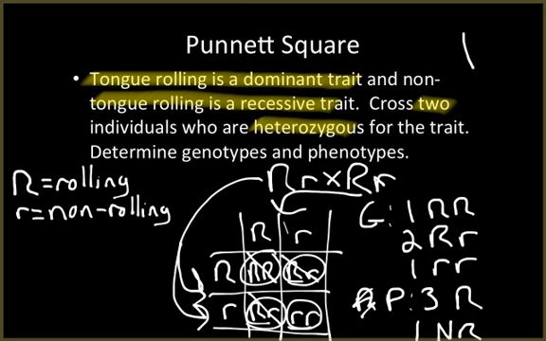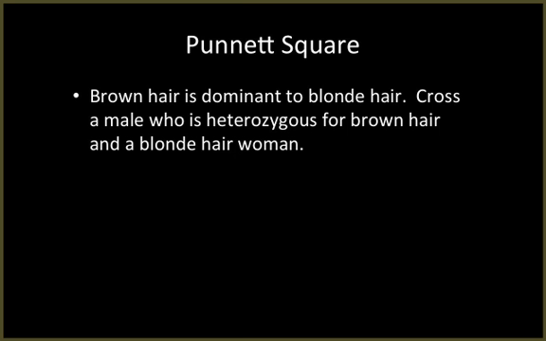All right? So we need to be able to break down the problem, read what it says, and then analyze the data to determine what offspring we're going to produce. Let's go through another practice problem to get a better understanding. Brown hair is dominant to blonde hair. Cross a male who is heterozygous for brown hair with a blonde-haired woman.